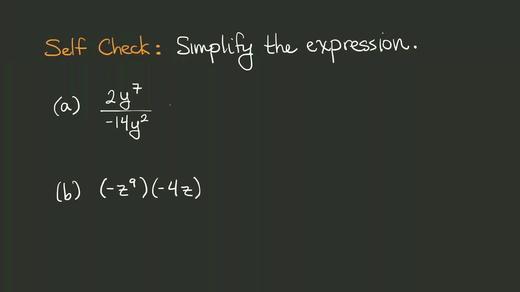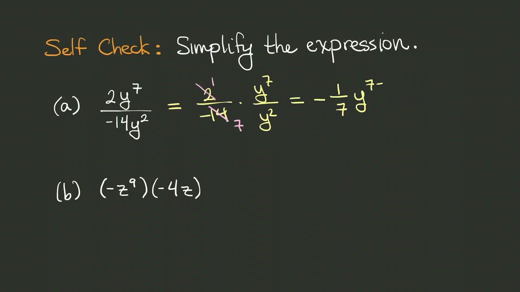In this first one, we're going to look at the coefficients first and take 2 over negative 14. And then we'll multiply that by what we get when we take y to the seventh over y squared. 2 over negative 14 is going to be a negative number, and then we can divide both the numerator and the denominator by 2 and obtain 1/7. So we'll have negative 1/7, and then we'll have y raised to the 7 minus 2. So we end up with negative 1/7 y to the fifth power.